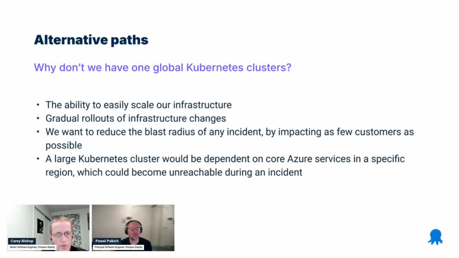We also want to make sure that we're reducing the blast radius of any incident. If something does happen to go wrong, we wouldn't want all of our customers to be offline at once. We'd much rather have a few or no customers offline, hopefully, by only a single cluster being impacted. And if we had one large Kubernetes cluster, it would likely be dependent on core Azure services in a specific region. So if Azure were to have an outage in that region, that could make our entire cloud infrastructure unmanageable.